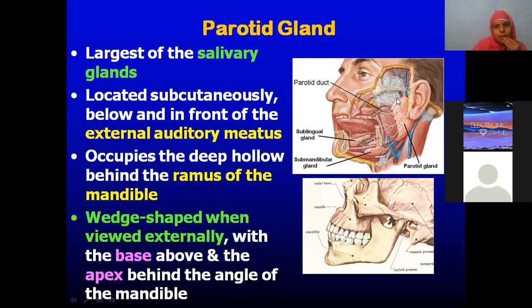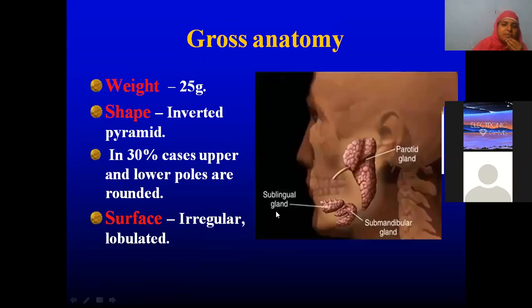It is very irregular in shape, wedge shaped, when you see it from outside. This is the base, which is above, and this is the apex, pointing downwards, behind the angle of the mandible. Which is the angle of the mandible here? This one. The junction of the ramus and body is called the angle of the mandible. So the apex will be behind the angle of the mandible. This is all surface anatomy.